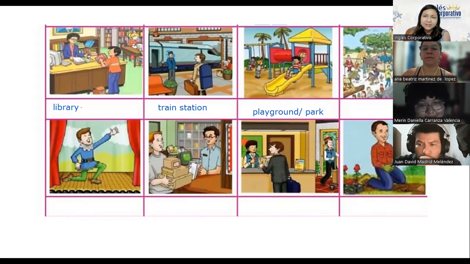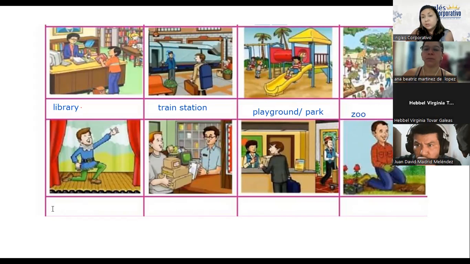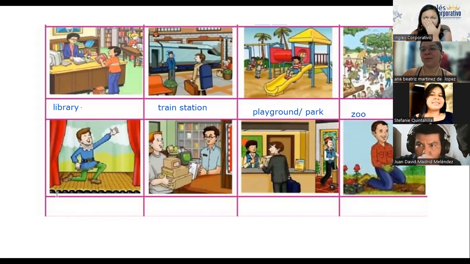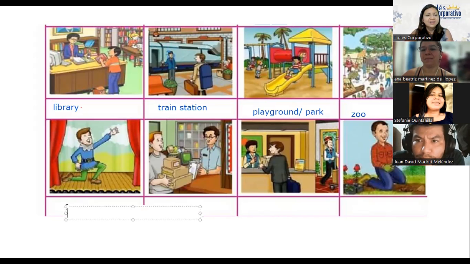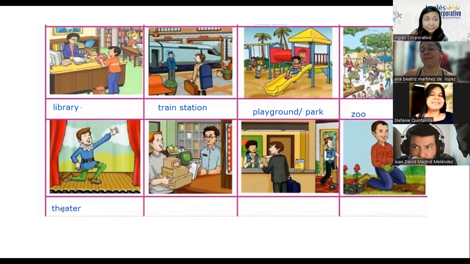And what about this one? Look at the giraffe. It's a zoo. What can you do at the zoo? I can see animals. You can see many animals. And well, we have to hear the theater again. Then next to the theater, we have... You can enjoy the habitat. I don't know, the nature. You can enjoy the nature there at the zoo, yes.